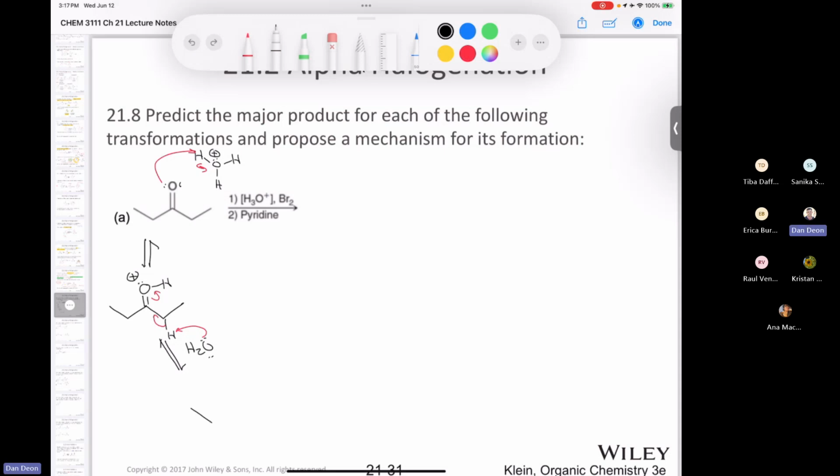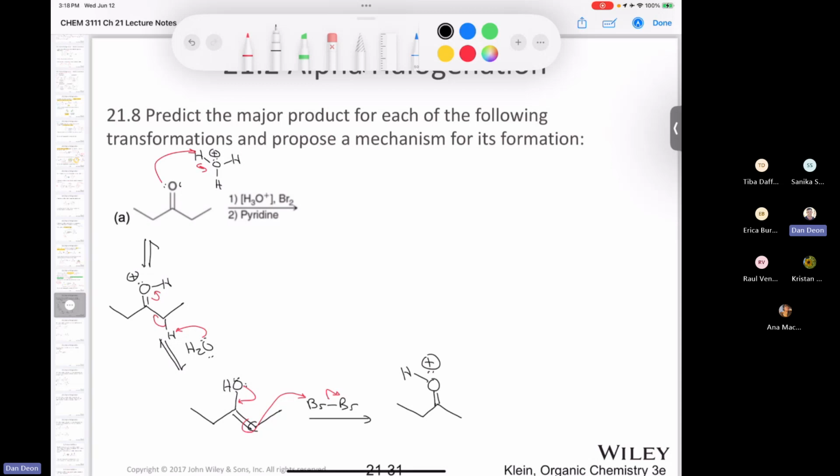I just drew the mechanism for acid catalyzed formation of an enol. So we end up with something that looks like that. Great. Now that we have that, we know that this carbon is somewhat electrophilic. If we put it in the presence of a bromine molecule, Br2, what are we going to have? We're going to have a nucleophilic attack by this carbon, and that's going to install our bromine. So we end up with something that looks like this.